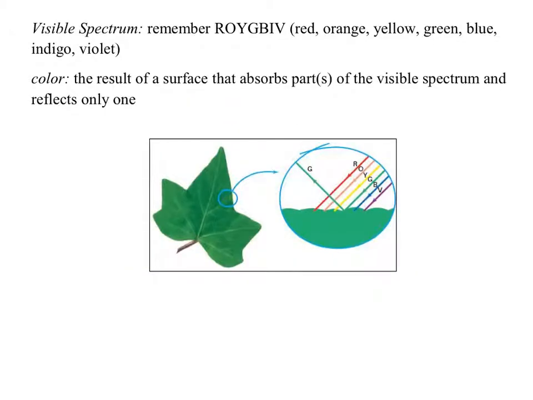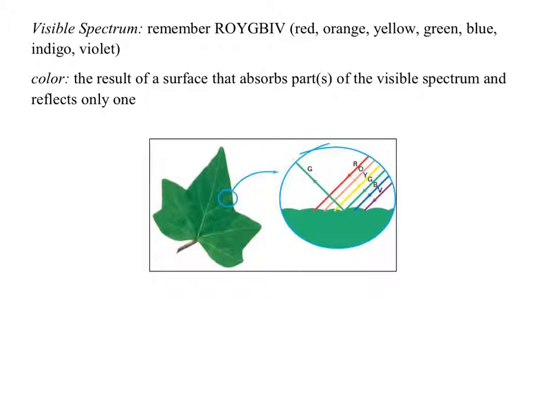All right, the visible spectrum. Stay on focus, guys. Please focus. The visible spectrum ranges from low frequency red to high frequency ultraviolet. We already talked about this, so I'm not going to go into a lot of detail. We talked about this a lot yesterday. But Roy G. Biv: red, orange, yellow, green, blue, indigo, violet.